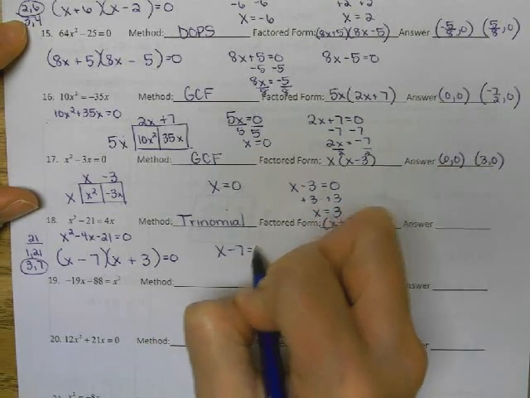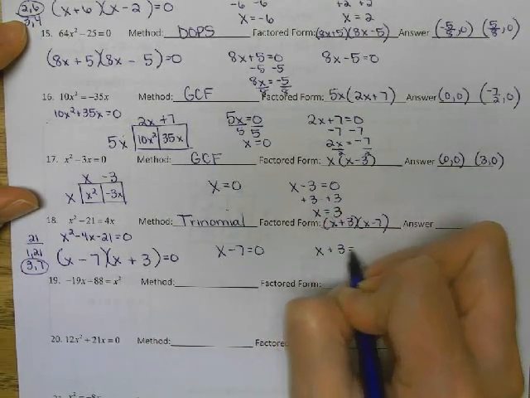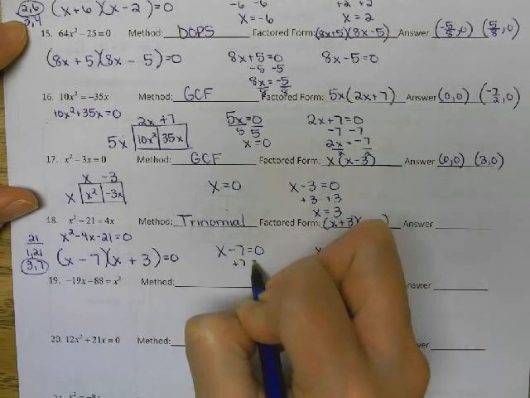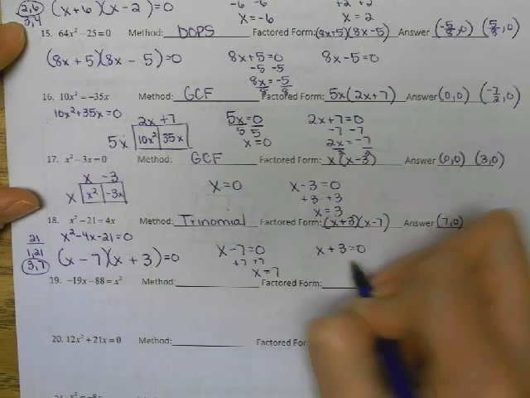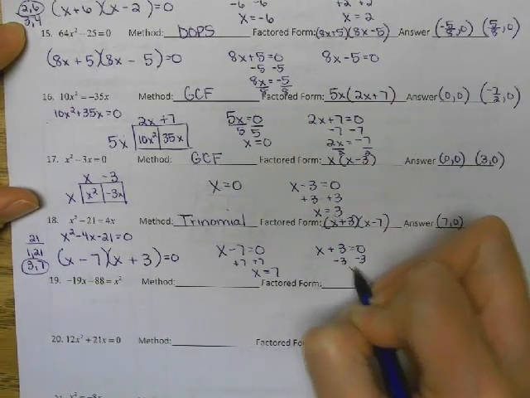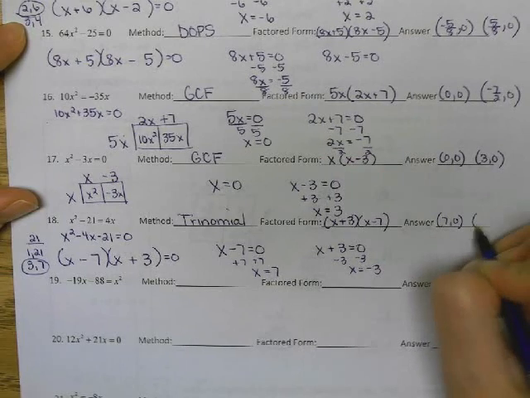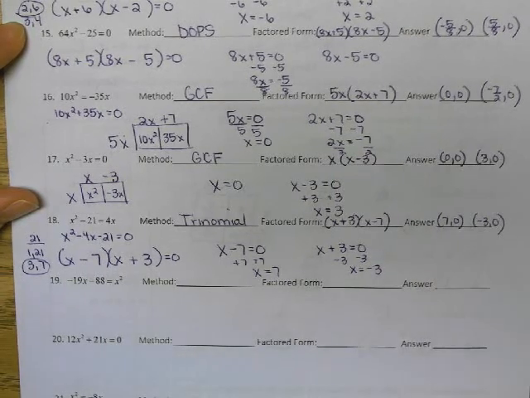If I want to solve, I'm going to set each factor to 0. Right here, I'm just going to add the 7. So I get 7, 0. Over here, I'm just going to subtract the 3. Okay.